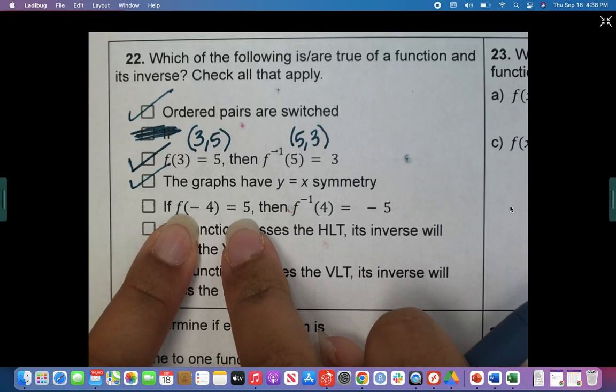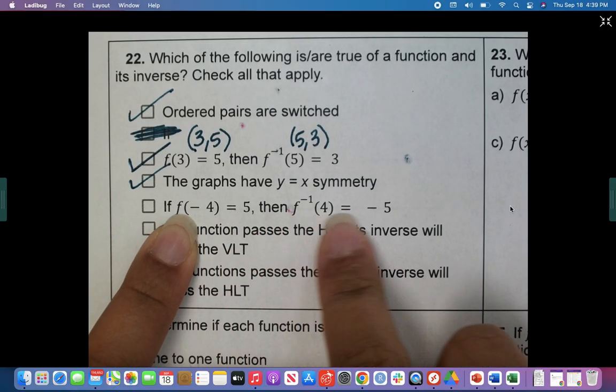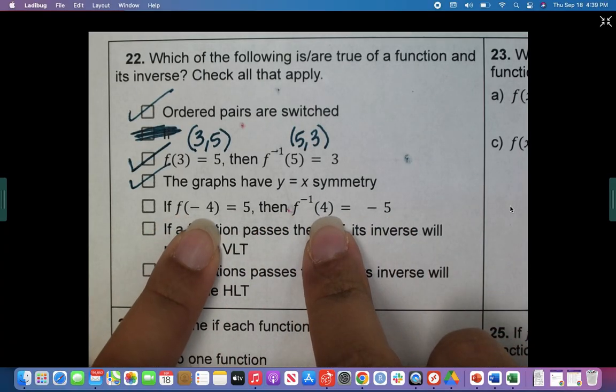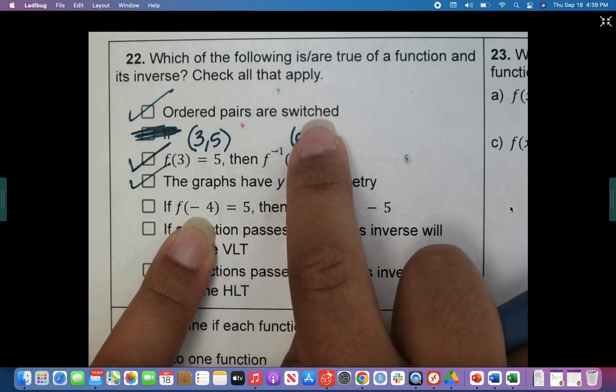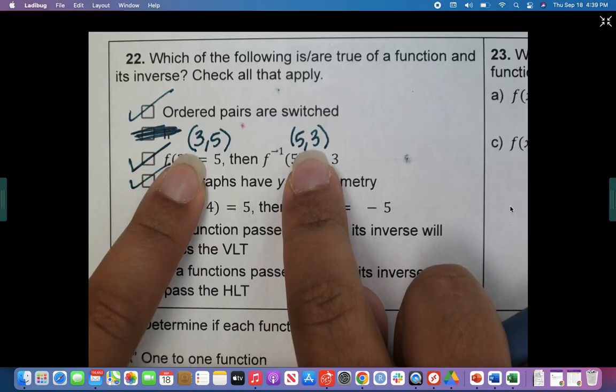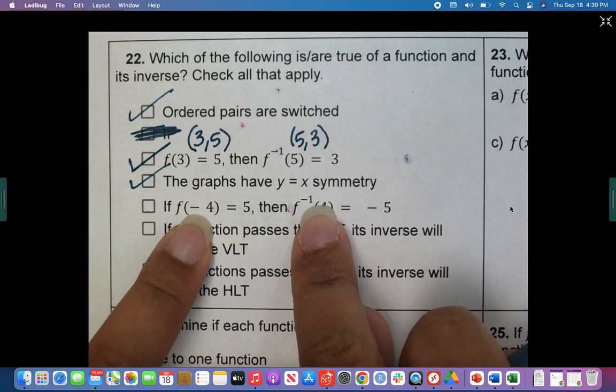If f of negative 4 equals 5, then f inverse of 4 equals negative 5. So this is not switching the order around. This is just switching your signs. When we say the ordered pairs are switched, we mean the actual order, not the signs. So this one's a no.